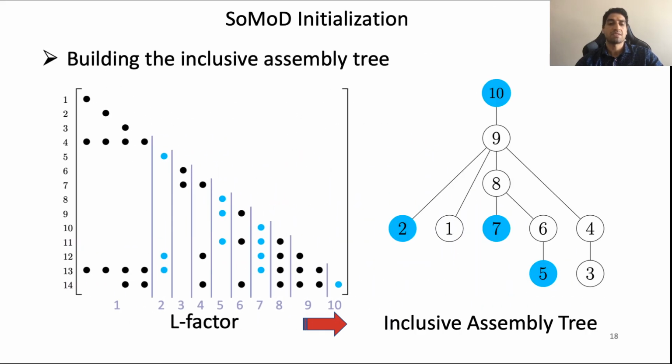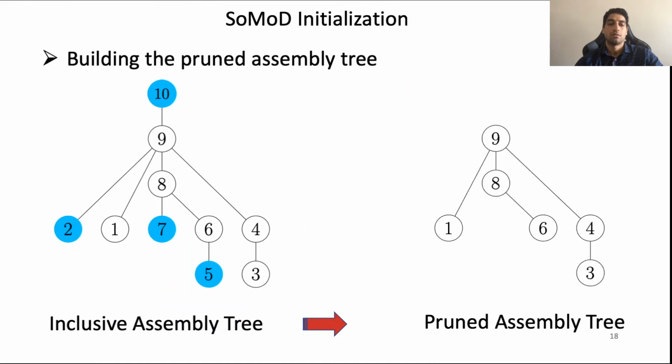Then the inclusive assembly tree is computed. This tree represents the dependence amongst computations or supernodes during factorization. The colored nodes correspond to the inequality constraint rows. These colored nodes are then removed to create the pruned inclusive tree that will be used for the initialization, as I will explain.